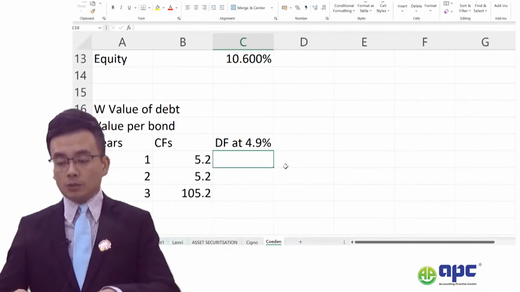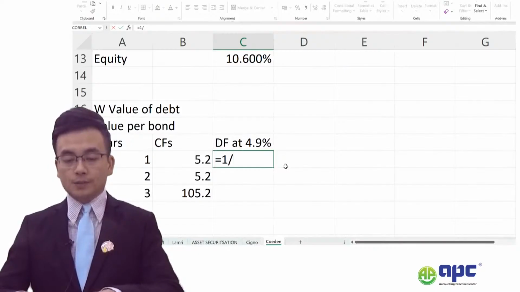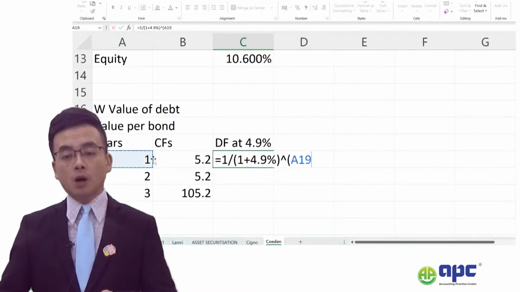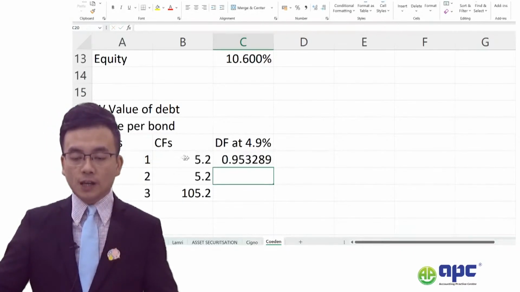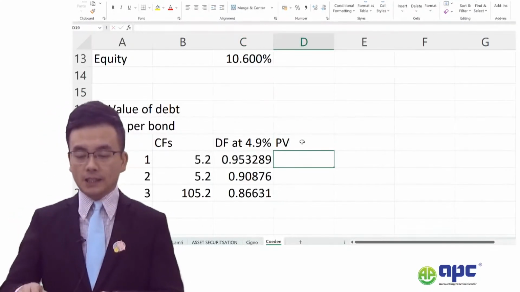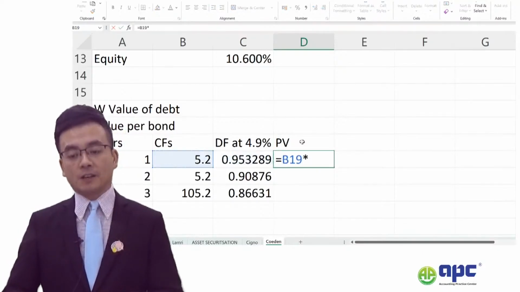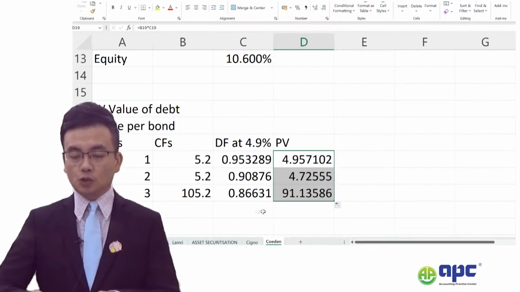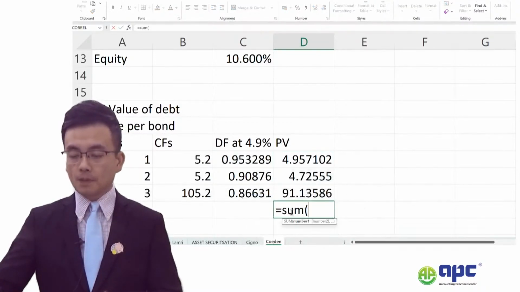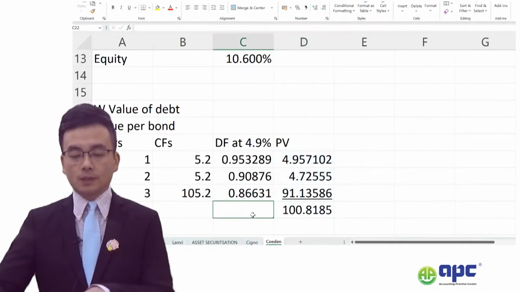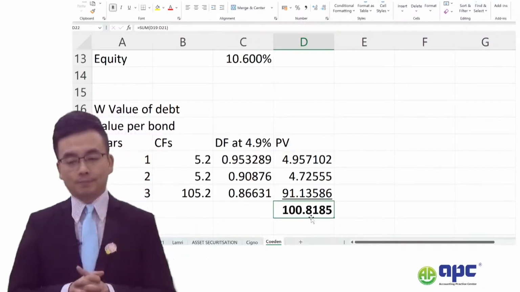So that's y equals 1 over 1 plus 4.9% to the power of the number of years, to the power of 1. Just drag them here. It will give me the present value, taking cash flows times the discount factor, drag it here, and sum them up. Therefore, the value per bond is 100.8.